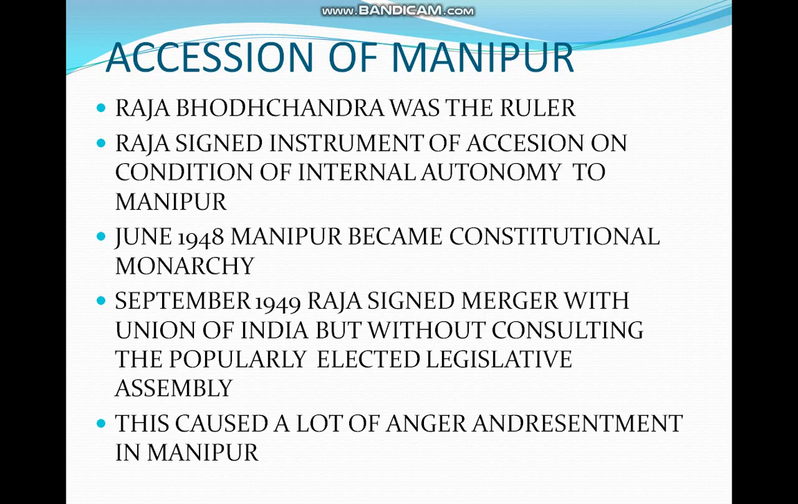Now, moving on further, we'll come to the accession of Manipur. Raja Bodh Chandra was the ruler of Manipur and he signed the accession with India on the assurance of internal autonomy of Manipur. In June 1948, he held elections and Manipur became a constitutional monarchy. In September 1949, the Government of India succeeded in pressurizing the Maharaja into signing the merger agreement without consulting the elected Legislative Assembly of Manipur, which caused a lot of anger and resentment in Manipur, the repercussions of which are still being felt.